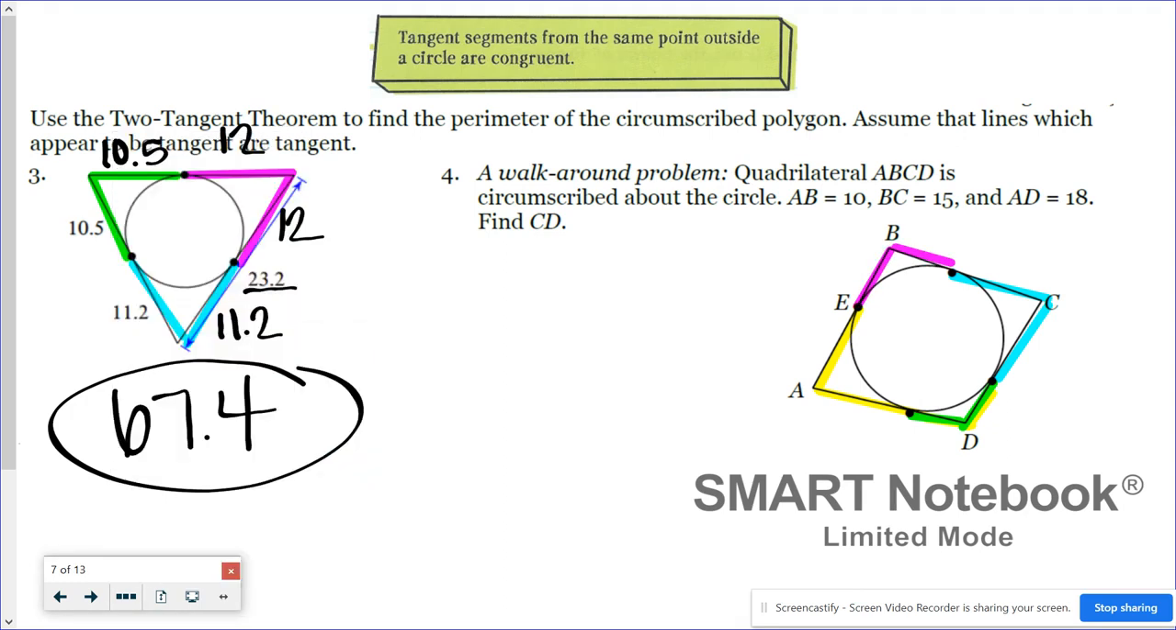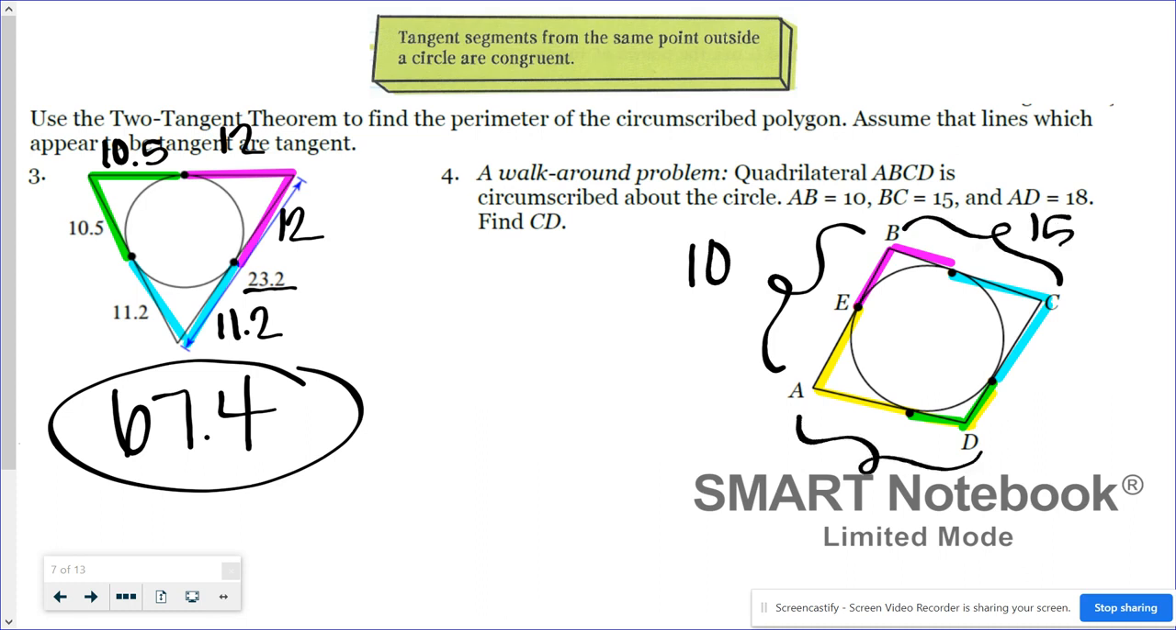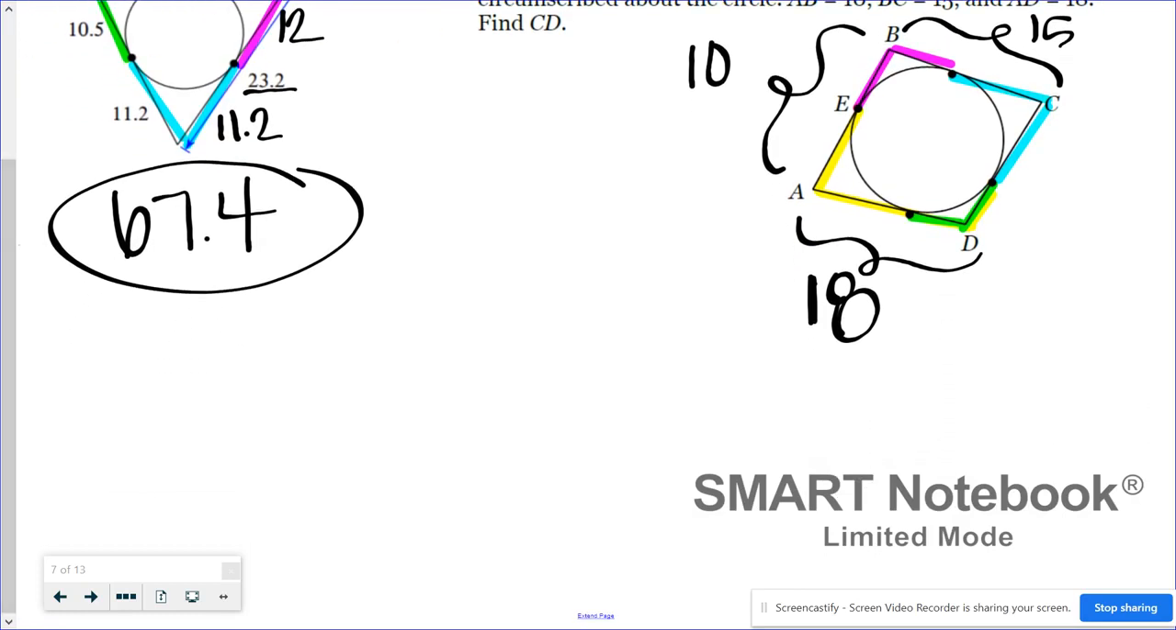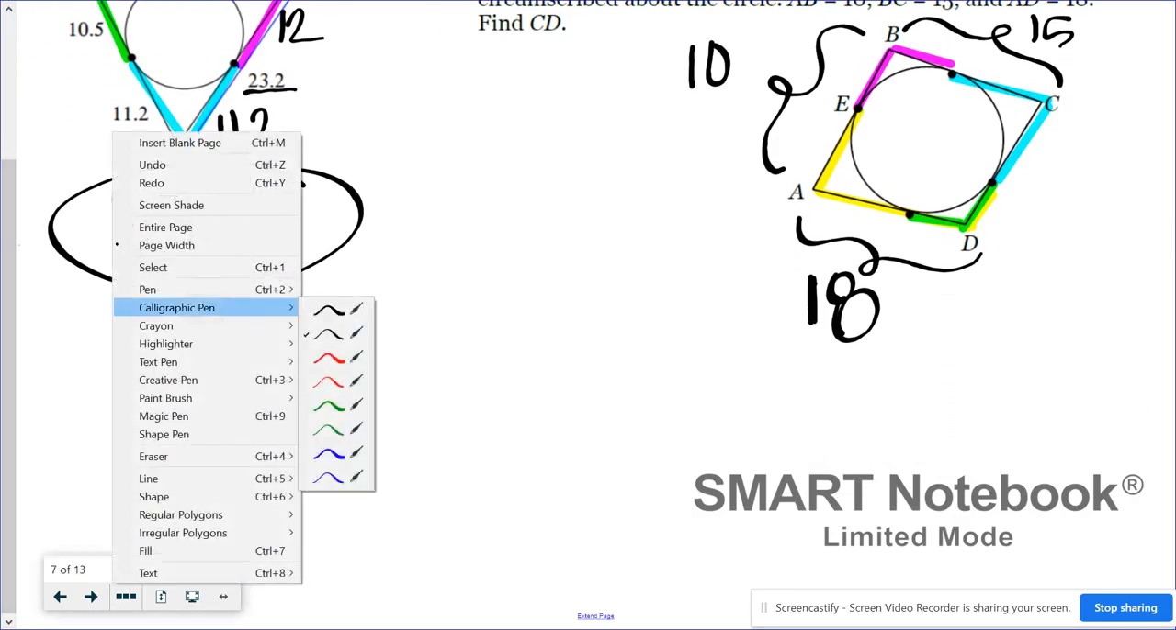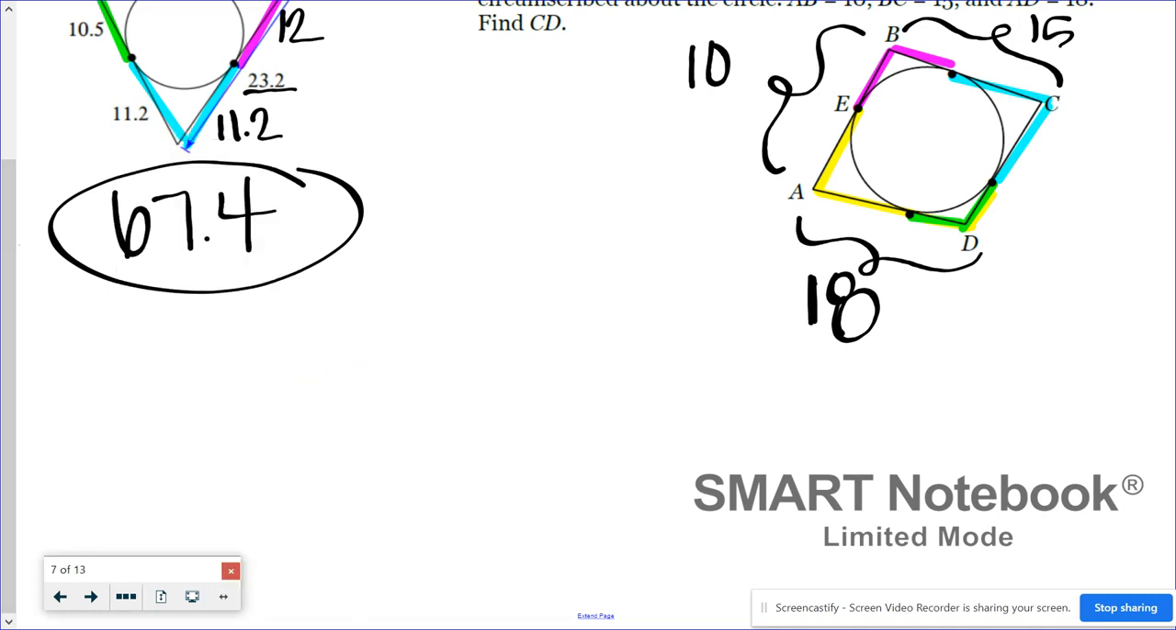In this problem, they tell us that AB is 10, that BC is 15, and that AD is 18. And they want us to find CD. You can probably see how it is a little bit different than what we just encountered in the previous problem, because they don't give me any of the individual segments. They're only giving me a side.